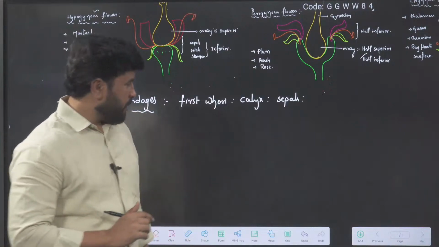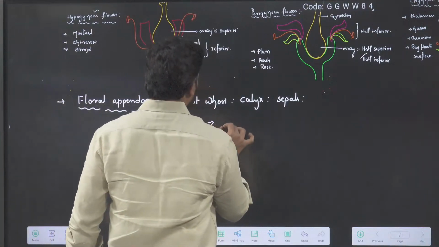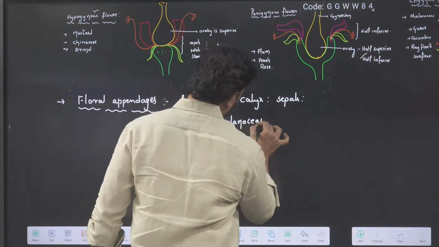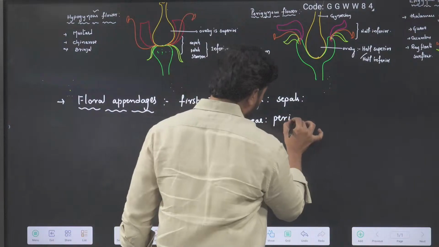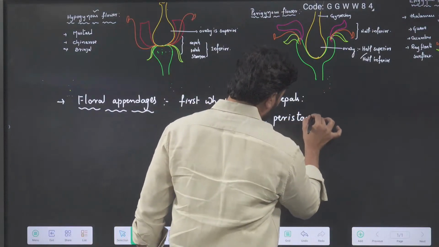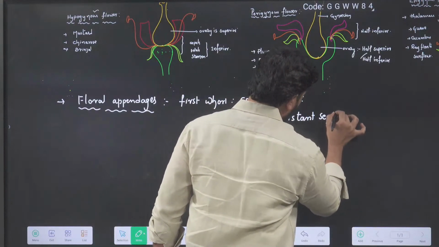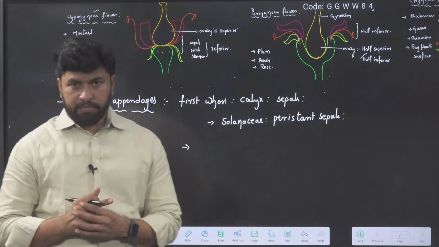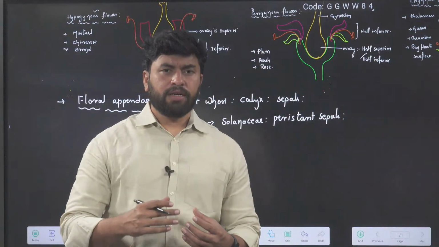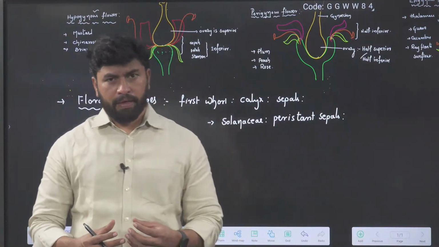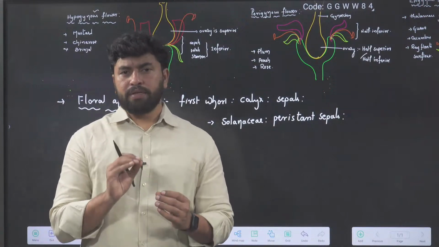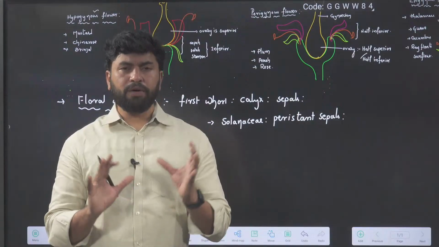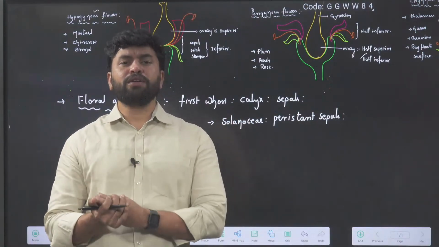But rarely, in case of Solanaceae members, persistent sepals are present. Persistent sepals. In this case, for example, if a flower has some sepals, it may be a trimerous, tetramerous, pentamerous flower. In a trimerous flower, for example, 3 sepals are present. Sometimes all these three sepals may be fused. Sometimes they are separate.